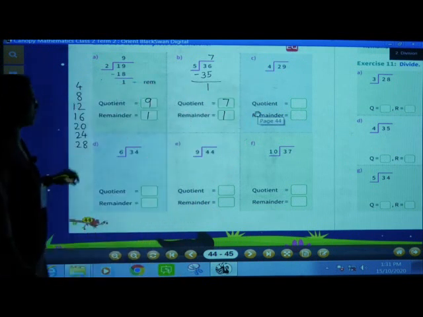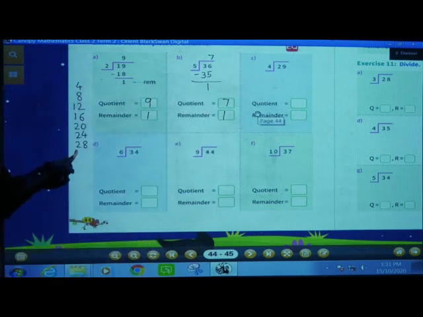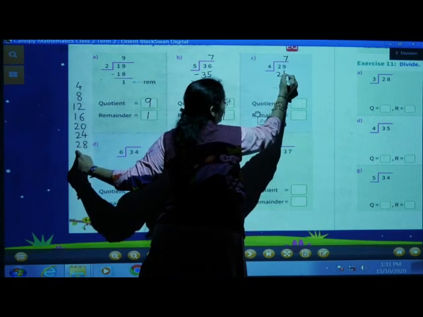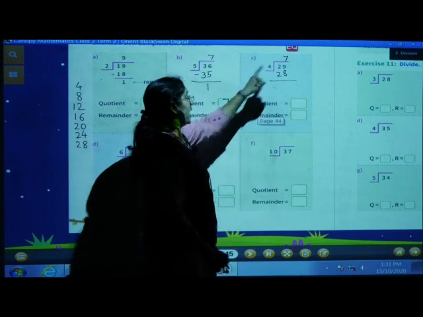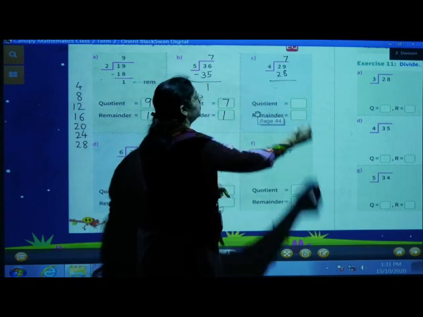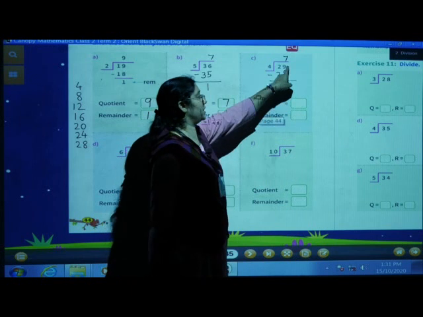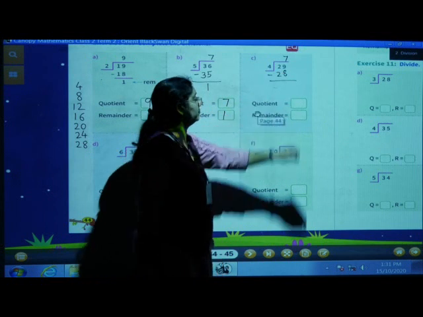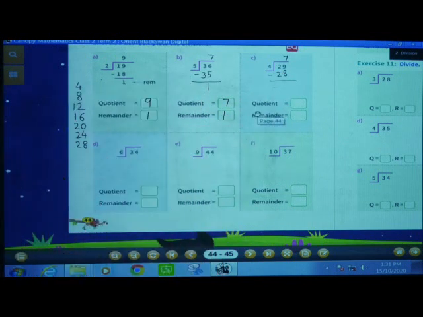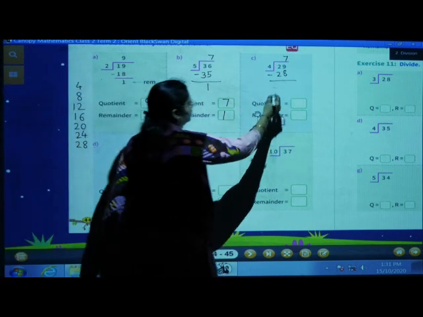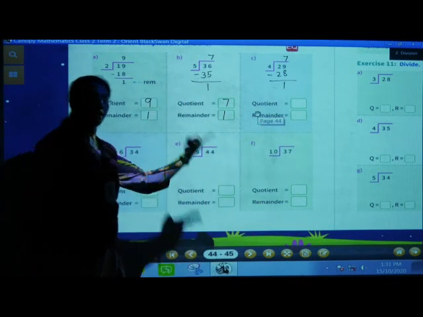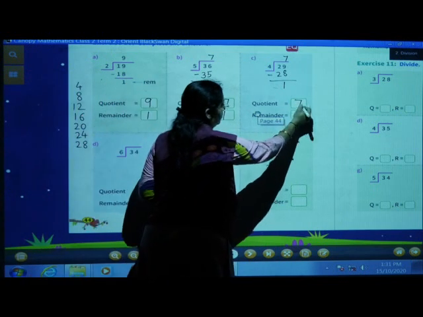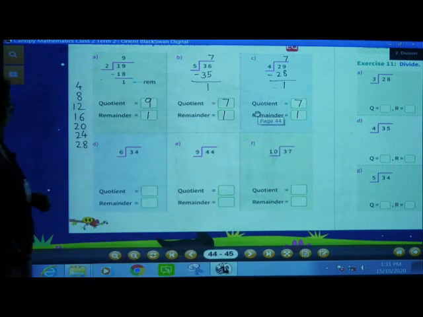Then what is the smaller number than 29? 28. So 4 sevens are 28. Write 7 in the ones column and write 28 below this dividend and then subtract 28 from 29. What is the remainder? 1. 28, 29. 1 is the remainder and 7 is the quotient. Okay.